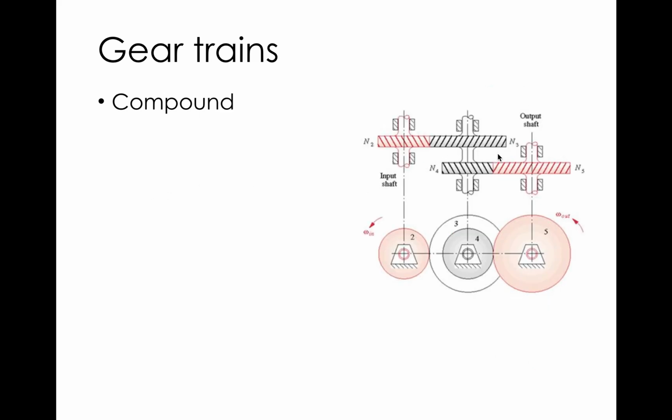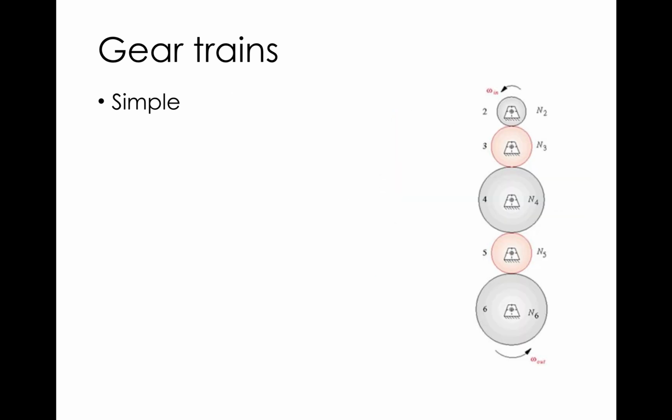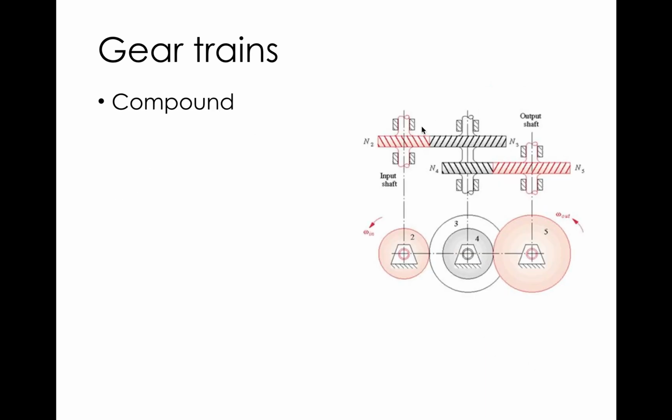Compound gears. If I actually want to get a lot of ratio, that's where compound gears come in. If I need a 100-to-1 ratio, it makes no sense to use a simple gear train because it's all about the first gear and the last gear, and I need the output gear to be 100 times bigger than the input gear. Compound, I actually get compounding.